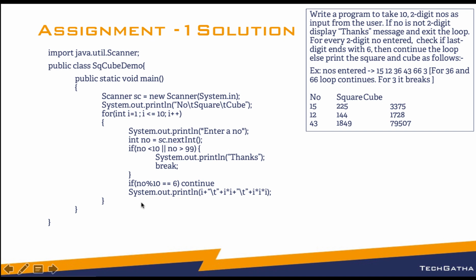So if you say 15 mod 10, is it equal to 6? No, because 15 mod 10 is 5. It doesn't go in the if, it prints the value of i, square and cube of the value. Same way, it takes the next number, checks for the if condition. Now if the number entered is 3, which is less than 10, it says thanks and breaks the loop.